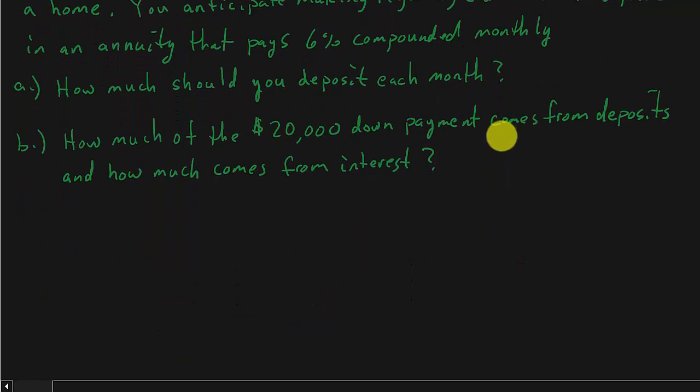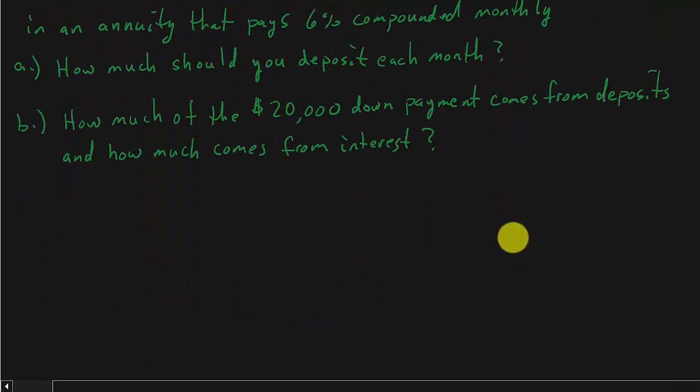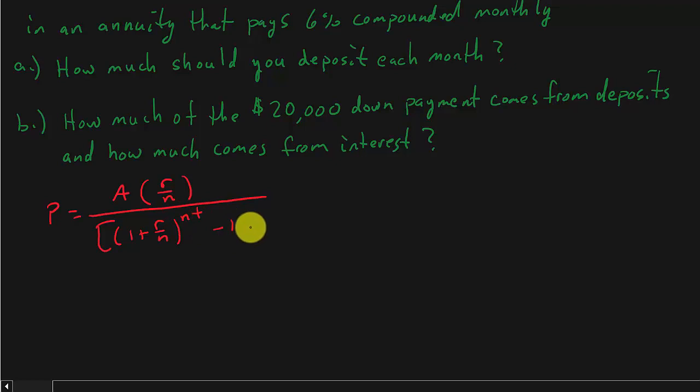All right. So, once again, write your formula down. Write the formula down. So that's P is equal to A times R over N over 1 plus R over N to the NT minus 1.